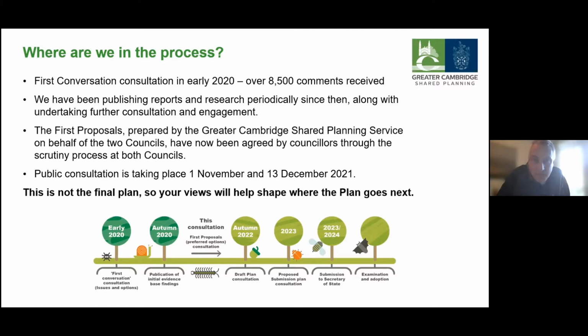Just an early reminder of where we are. This is not the final plan. This is very much the proposals we would use to develop the plan before we then consult you on it next year. So what you can see at the bottom of the screen is our overall timeline, which shows we would consult next year on the draft plan.